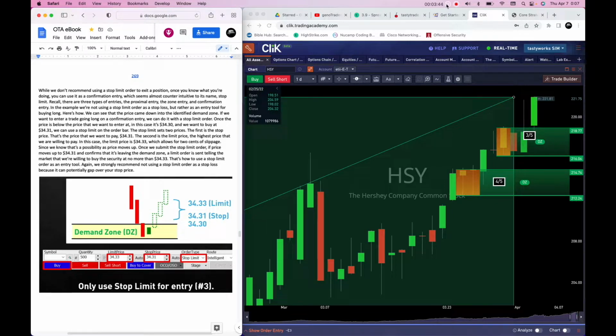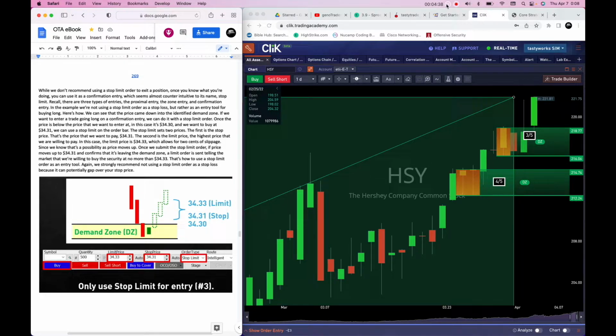While we don't recommend using a stop limit order to exit a position, once you know what you're doing, you can use it as a confirmation entry, which does seem a little counterintuitive to its name, the stop limit. Recall, however, there are three types of entries: the proximal entry, the zone entry, and confirmation entry. In the example, we're not using a stop limit order as a stop loss, but rather as an entry tool for buying long. And here's how.